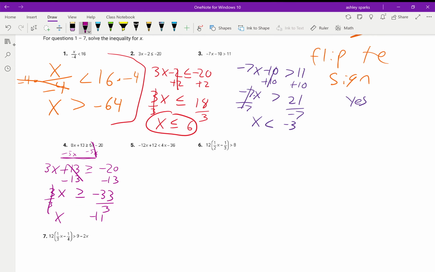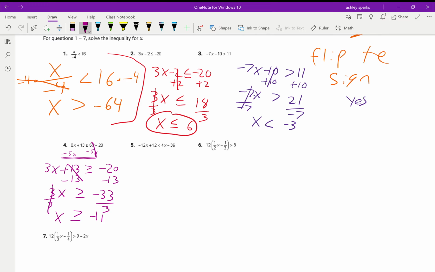So I do my divided by 3, right? Negative 33 divided by 3 is 3. It doesn't matter that my answer ends up positive or negative. What matters is what did I multiply or divide by? I divided by a positive 3. Since it is positive, I don't change that sign.